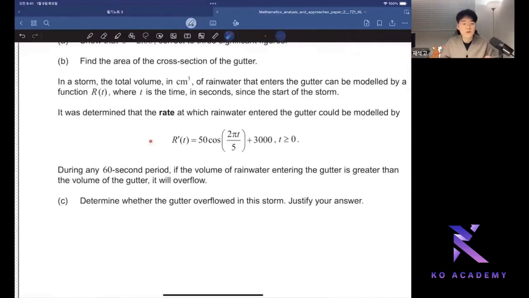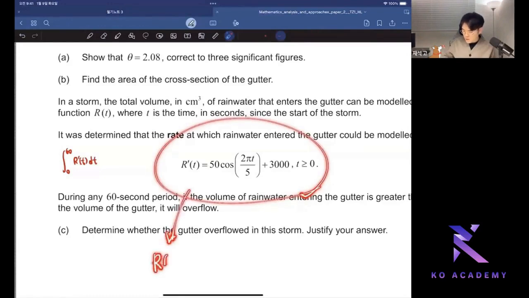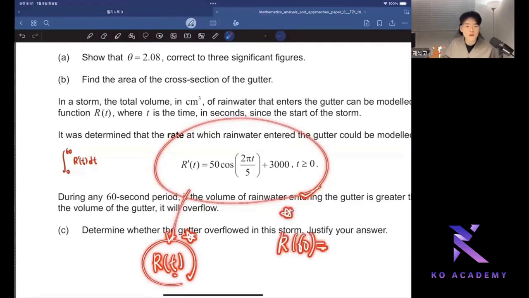Hey guys, check this out. What is this? If we integrate this, we can find R(t). What is this R(t)? It's the volume at that moment t, right? For example, if I set t to 60, what does that mean? It's the total amount of water inside that outer shell at 60 seconds.